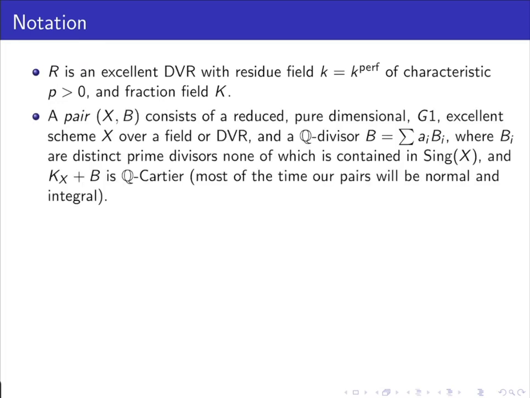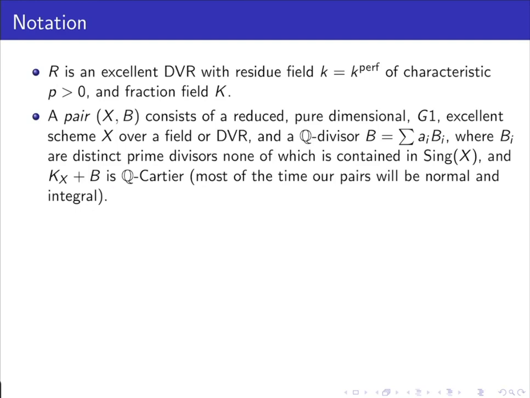Now, a pair, in its most general notion, is the data of (X, B), where X is a reduced pure dimensional excellent scheme over a field or over a DVR, together with a Q-divisor B, usually effective, such that its irreducible components are not contained in the singular locus, and the adjoint divisor K_X + B is Q-Cartier. Most of the time, our pairs will always be normal or at the very least integral, so don't worry too much about things with many components. Anyway, I'll spell out all the hypotheses that we are working on each time.